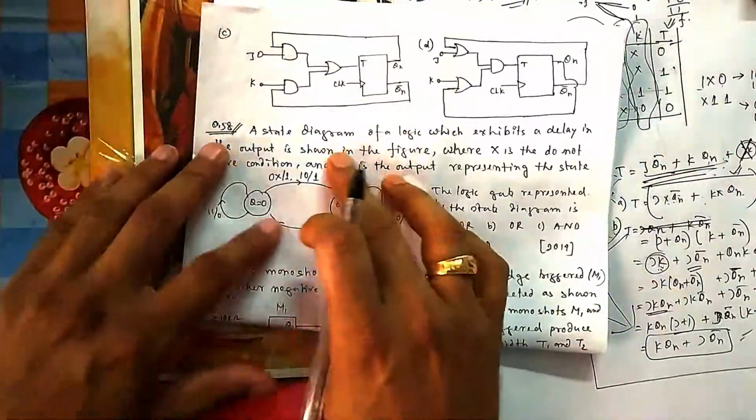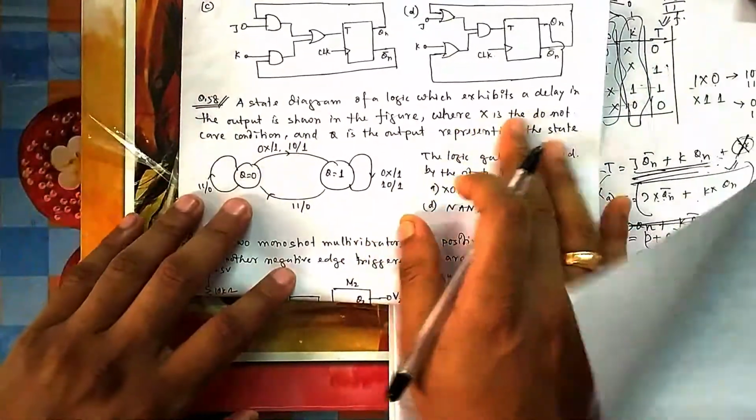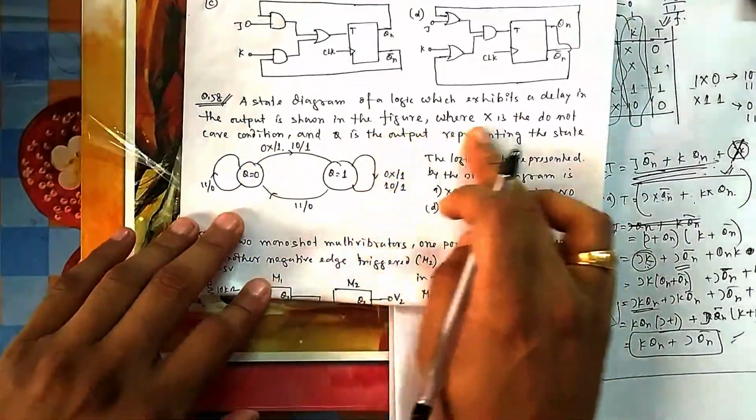Okay, now if you come to question number 58, the state diagram of the logic exhibits the delay in the output as shown in the figure.